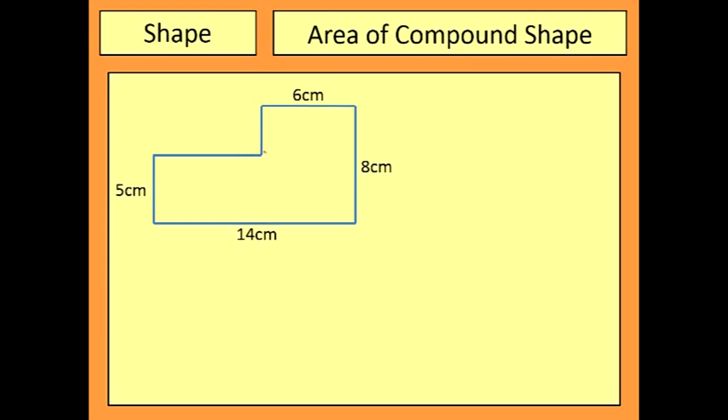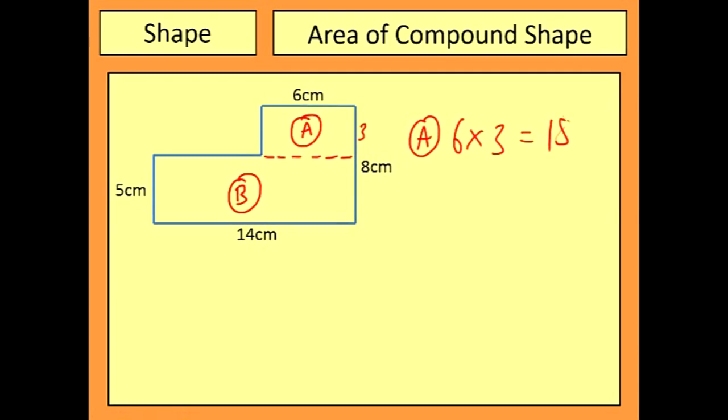Okay, here's the answer then. So I'm going to split the shape horizontally first of all. So we end up with a shape A here and a shape B here. So for shape A, we do 6 along the top, and the height, which we need to find out here, is simply 8, the whole height, take away the 5 over here, so that's 3. So we end up with 6 times 3, which is 18. And then for shape B, it's 14 along the bottom, 5 at the side, so it's 14 times 5, which equals 70. Add these two together and you get the answer 88 centimeters squared.